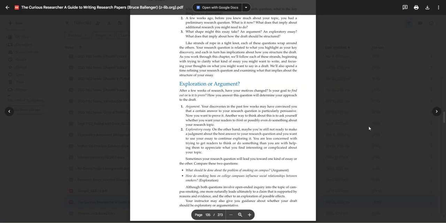Obviously, the way to put together the argument is to state your claim in the way of a thesis statement, and then present your research as evidence to support that claim.